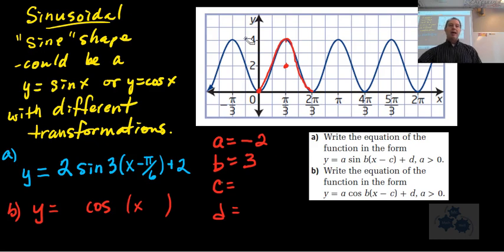Now, with A being negative, I didn't have to shift it. So C is actually 0, because you don't have to shift it left or right. It does start right on the y-axis there. And then, of course, D, the midline is y equals 2, and so that's this.